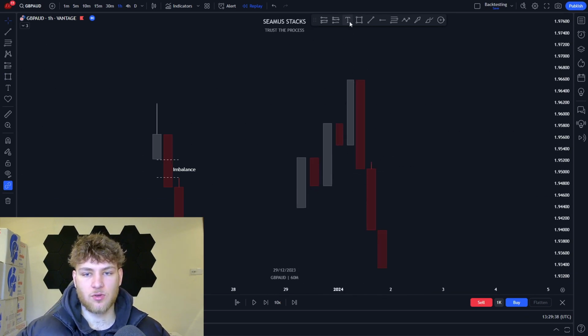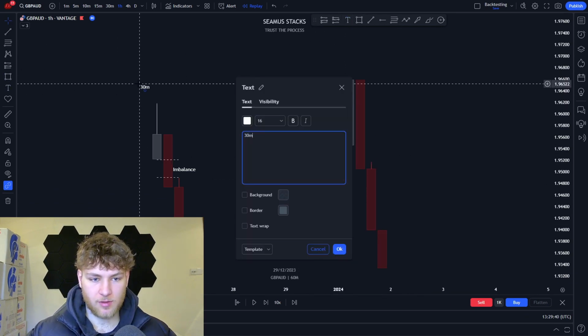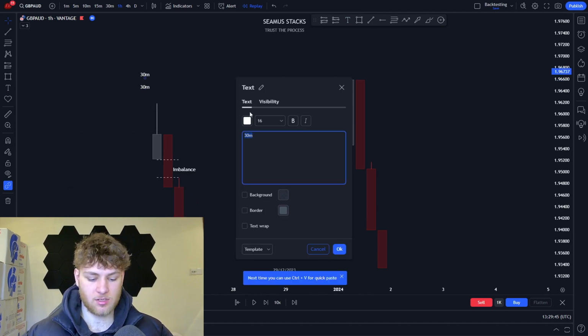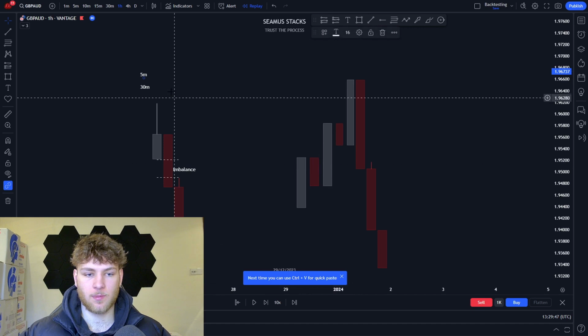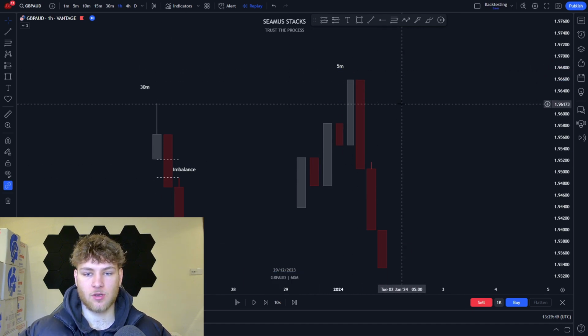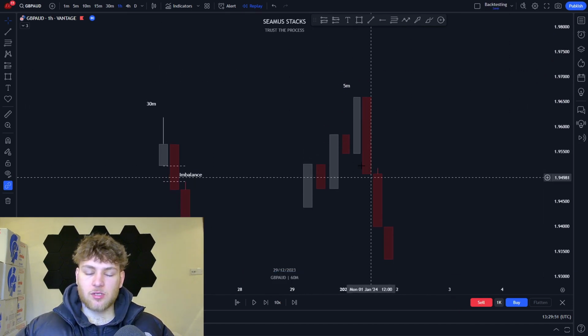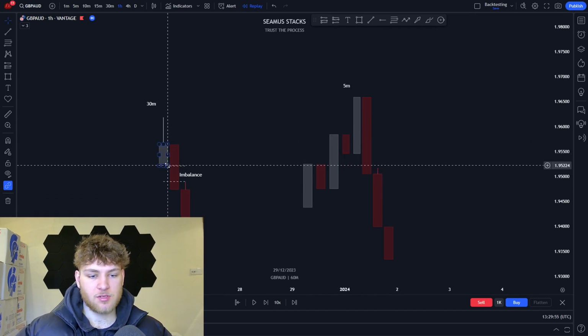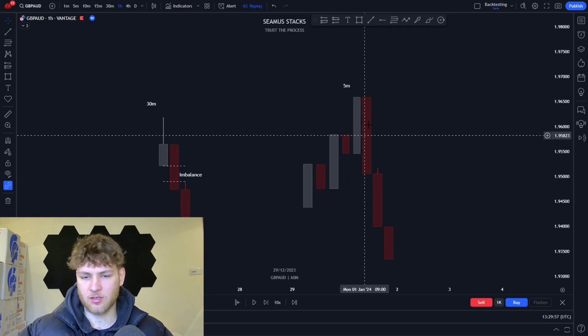All right, guys, so this is now the lower time frame. So let's label this as our 30-minute, and let's say that this is our 5-minute, okay? Over here. So this is usually what it will look like on the lower time frame when you see a higher time frame supply zone candle with an imbalance underneath. It's going to look something like this.